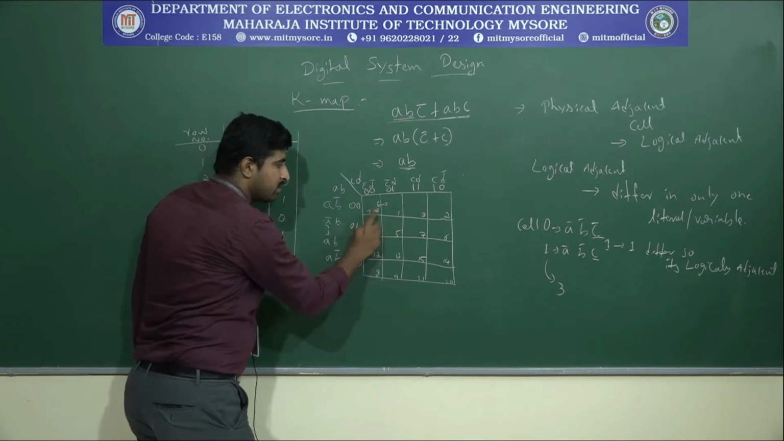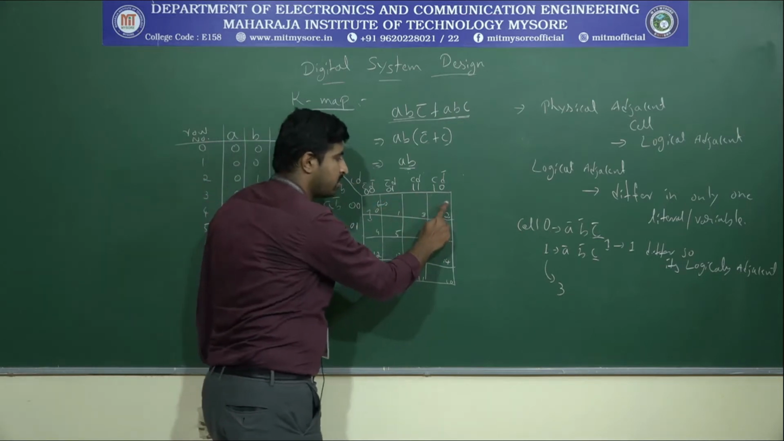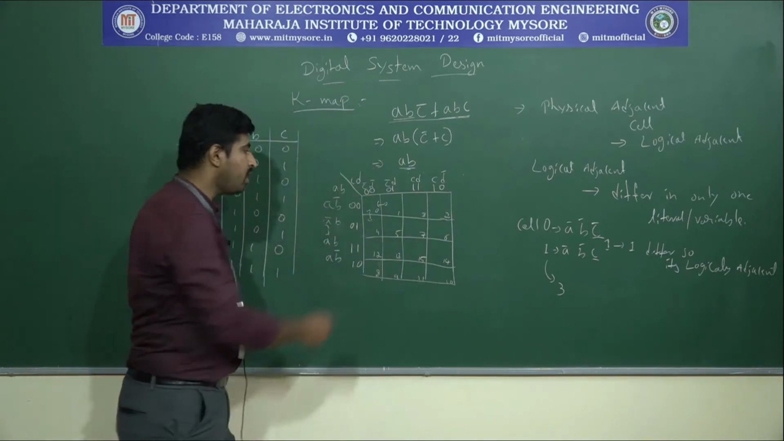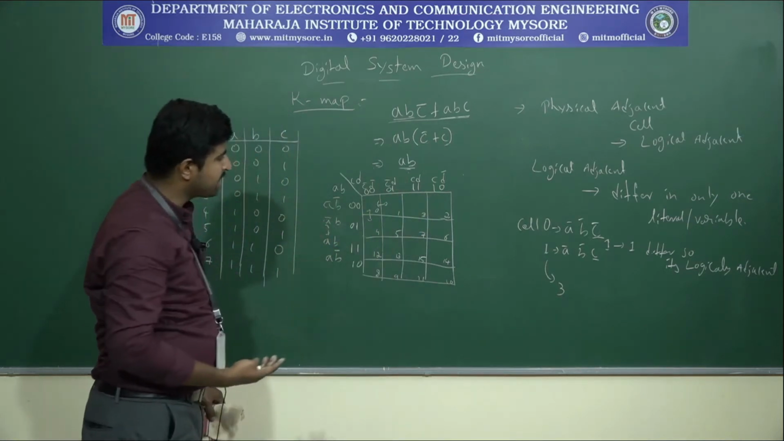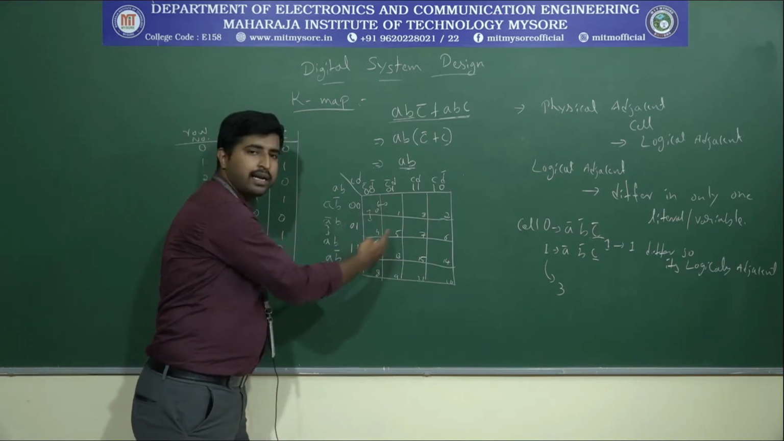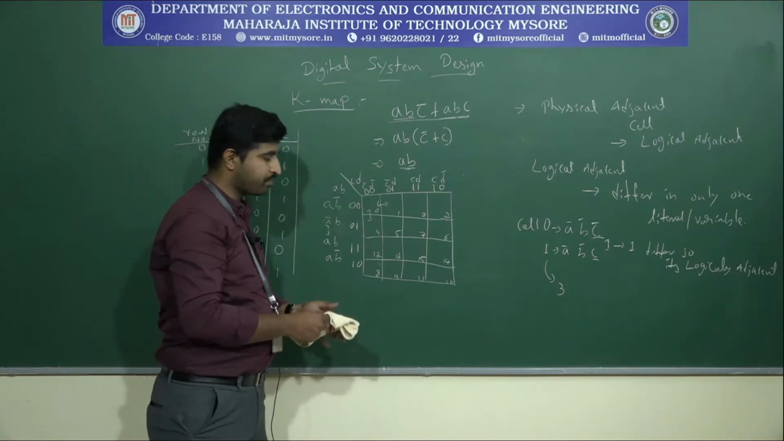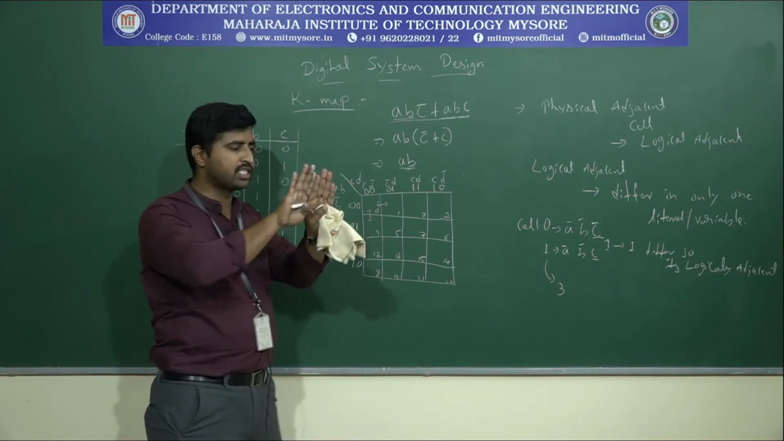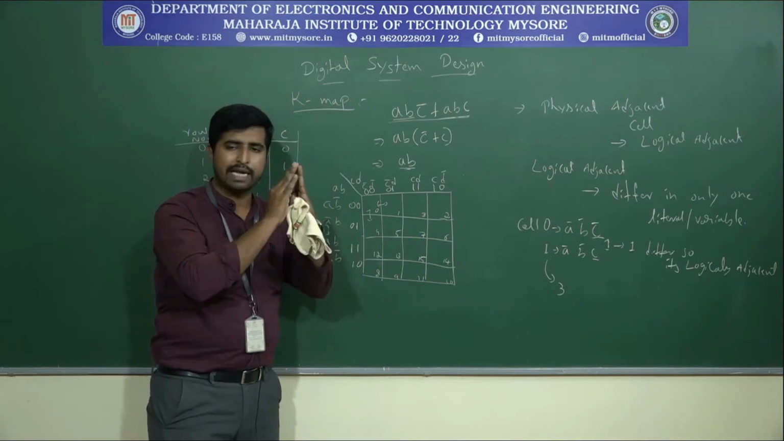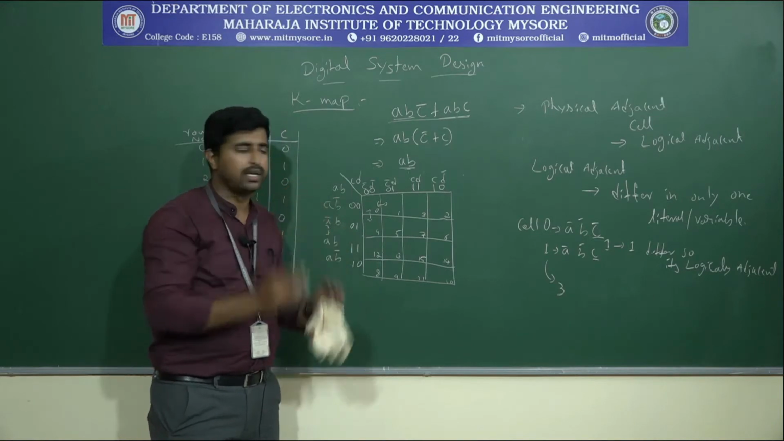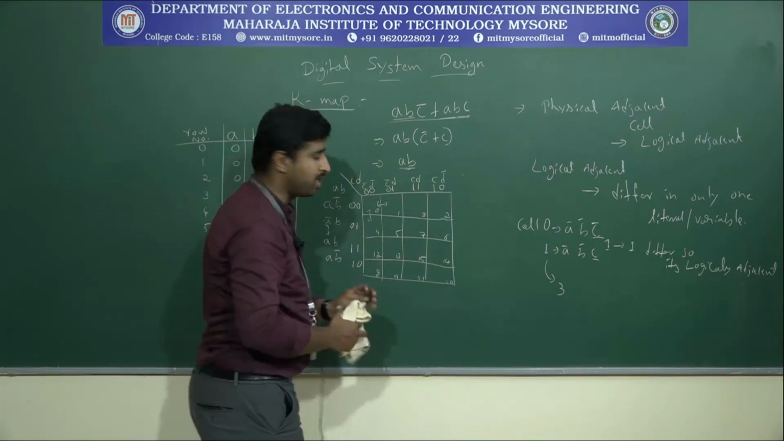But cell 0 is also logically adjacent to cell number 2. These two are physically adjacent and also logically adjacent. You may feel they are not physically adjacent, but if you consider it as a closed web, if you close it like this, this is cell number 0 and this is cell number 2, which can be physically adjacent, and both are logically adjacent also. How, I will show now.